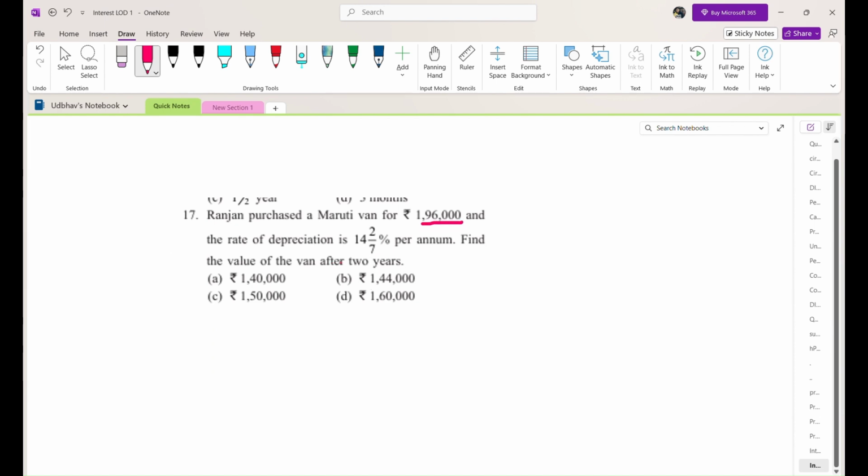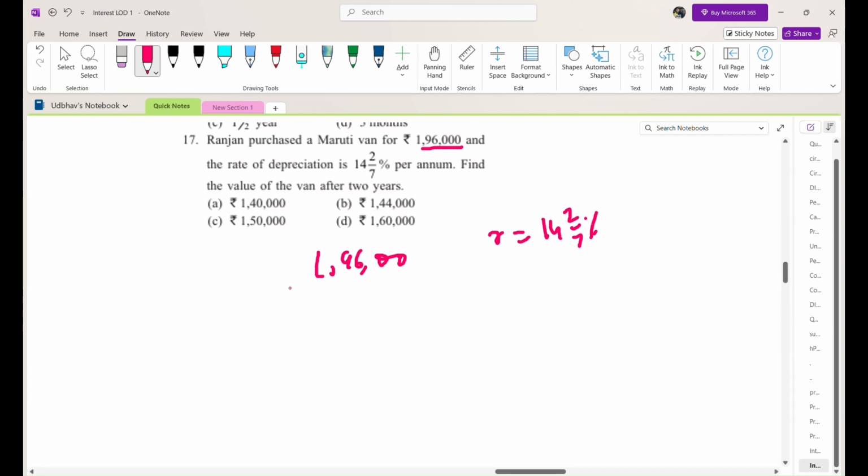Ranjan purchased a Maruti van, so the starting value for the van is 1,96,000 and the rate of depreciation is 14 2 by 7% per annum. Find the value of van after 2 years. So first I'll calculate it manually. For 1,96,000, according to this rate, we can change this into 14 into 7 is 98 plus 2 is 100 upon 7, 100 upon 7%.